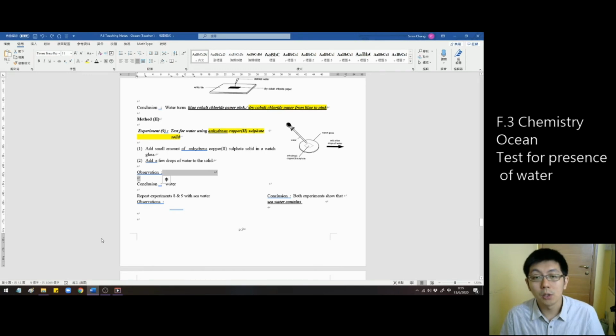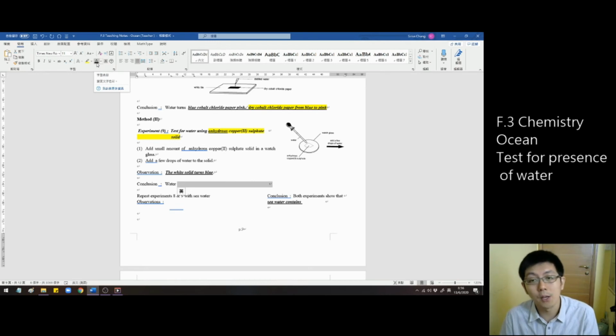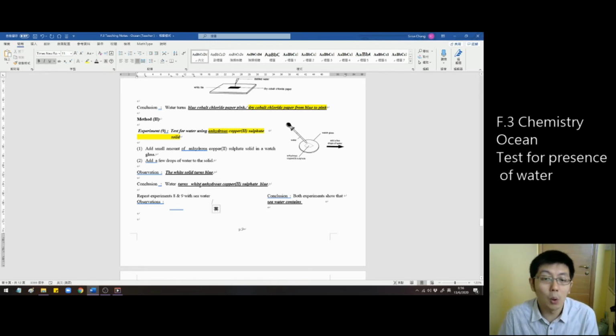So how can we describe the observable change here? If we test the presence of water by anhydrous copper(II) sulfate solid, the white solid turns blue. So in conclusion, what is the action of water on anhydrous copper sulfate? Water turns white anhydrous copper sulfate blue. Now, I repeat, you must have this word anhydrous, meaning without water, for copper sulfate.